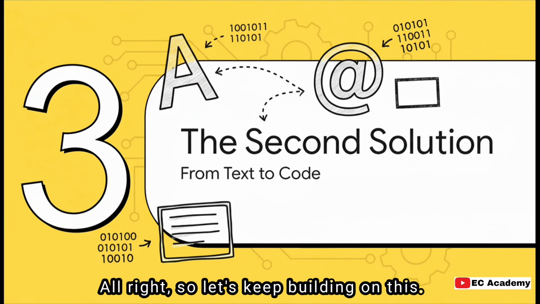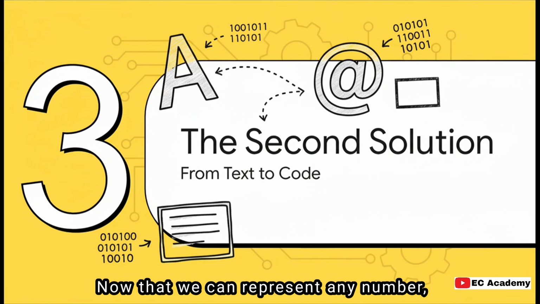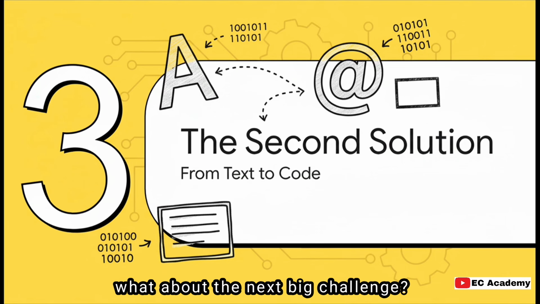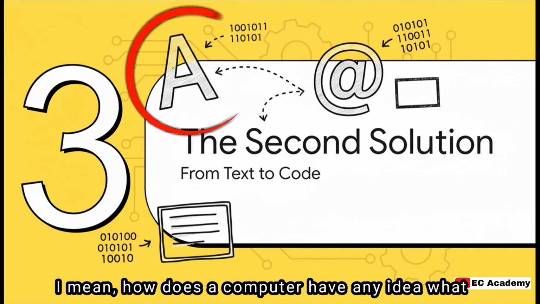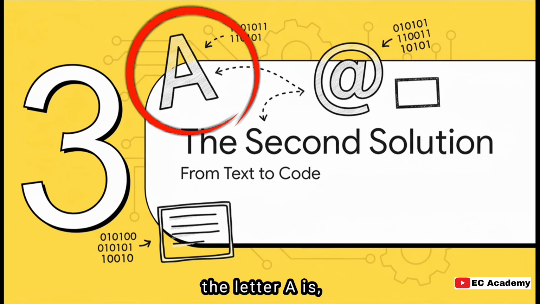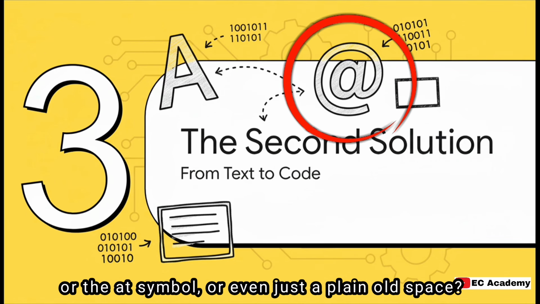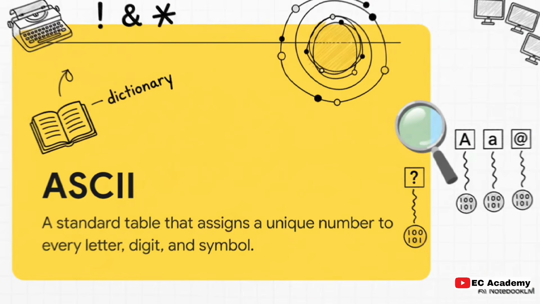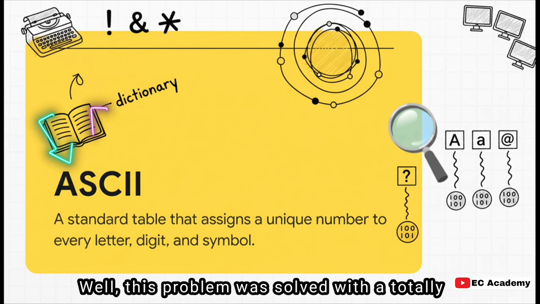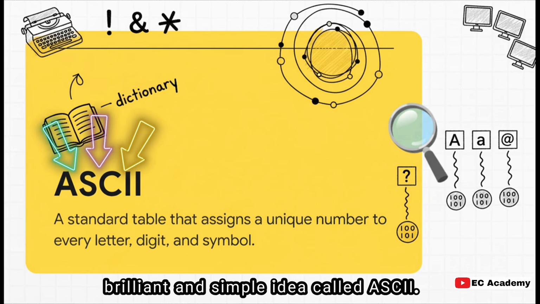All right, so let's keep building on this. Now that we can represent any number, what about the next big challenge? Text. I mean, how does a computer have any idea what the letter A is, or the @ symbol, or even just a plain old space? Well, this problem was solved with a totally brilliant and simple idea called ASCII.